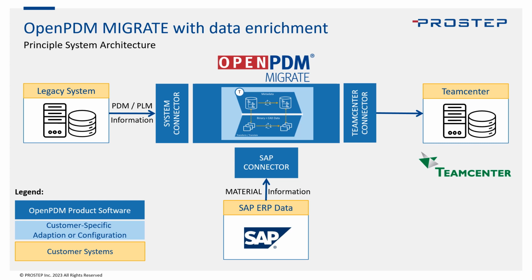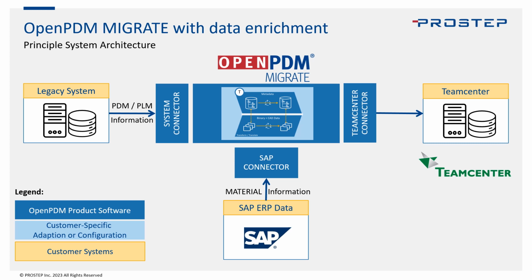Something else OpenPDM Migrate can do is data enrichment. What we mean by that is taking data from multiple different sources, being able to do some analysis of that data, and combining data from different sources so that it can then be merged and pushed into your system. In this example, you have a legacy system on the left with PLM or PDM information, and on the bottom, you've got SAP that has material information. As part of the migration, you can export those concurrently, merge that data together within OpenPDM Migrate, and then import that data together.